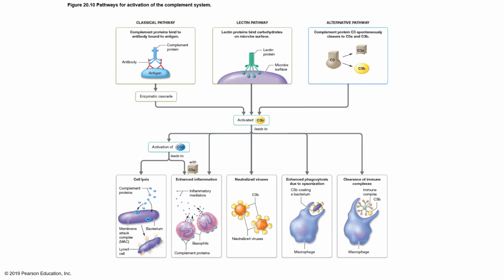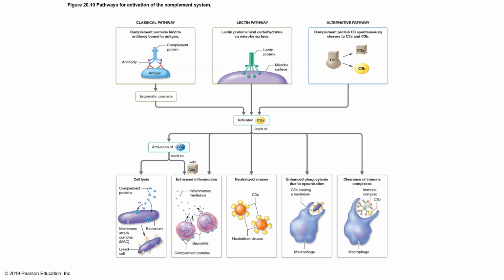In figure 20.10, you see the pathways for activation of the complement system. The complement proteins are part of that second line of defense. In this first image, you see complement proteins binding to an antibody that's bound to an antigen. This is the antigen. This Y-shaped structure is the antibody. And these are the complement proteins that activate this process.